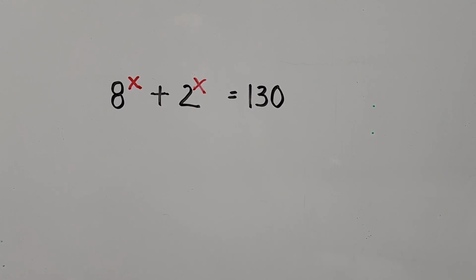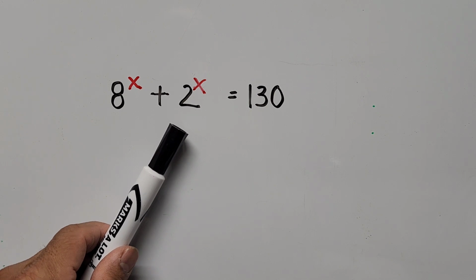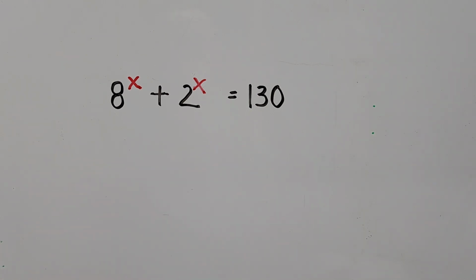Today's video, we have here a Math Olympiad question: 8 to the power of x plus 2 to the power of x equals 130. And in here we'll be looking for all the real values of x. So how do we solve this exponential equation?